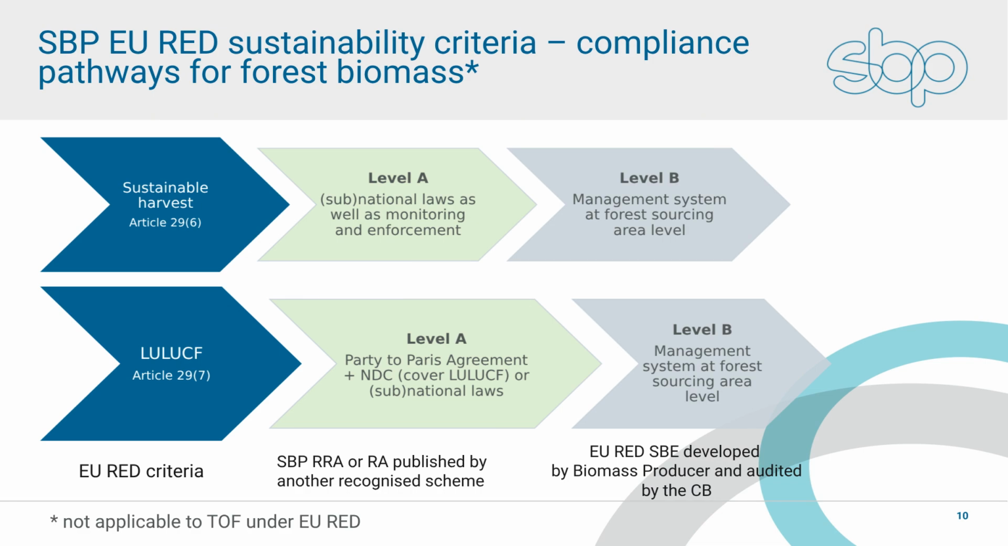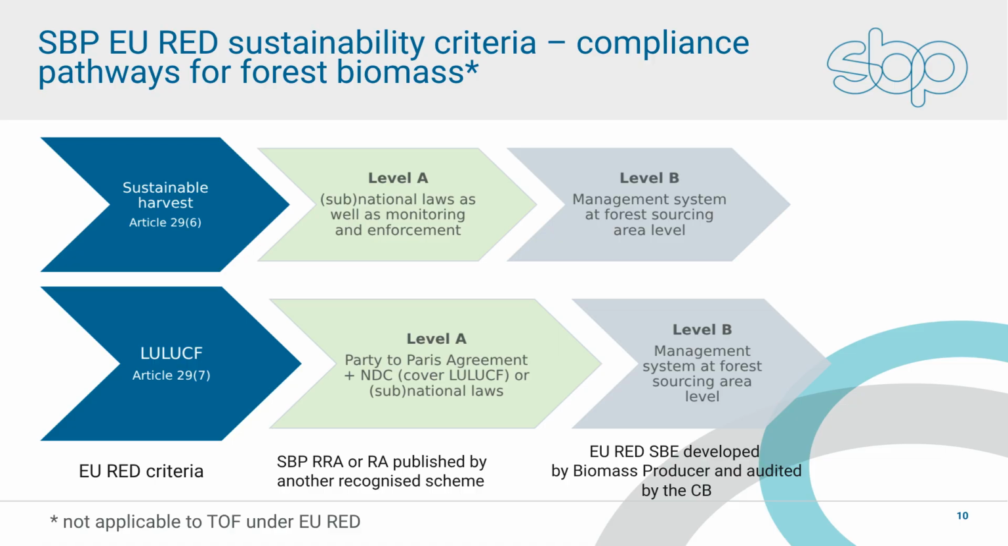This is a very important slide as it explains the level A and level B compliance pathways for forest biomass under EU RED. Compliance with the forest biomass requirements can be demonstrated in two ways. Level A means compliance through national or subnational legislation and the associated monitoring and enforcement systems. Level B applies where compliance cannot be shown through legislation alone or where a recognized Level A risk assessment is not available. In that case, compliance must be demonstrated through management systems at the forest sourcing area level.